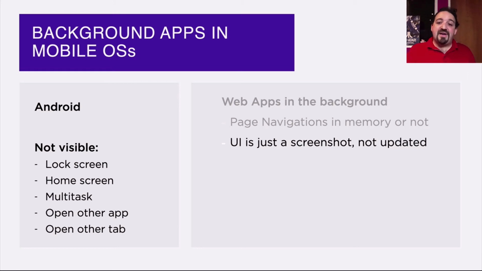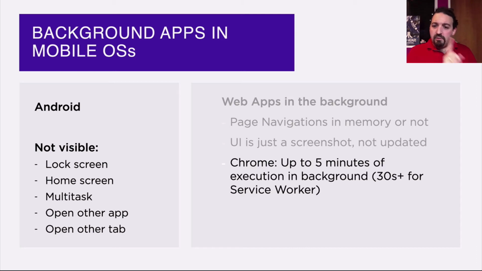The UI is again just a screenshot. So when you are in the background executing code, be very careful. You don't have complete power to do whatever you want. And on Chrome, you will have up to 5 minutes of execution in the background. Okay, remember it can be less if the user is actually killing the app or throwing the app away, or if the system needs memory.